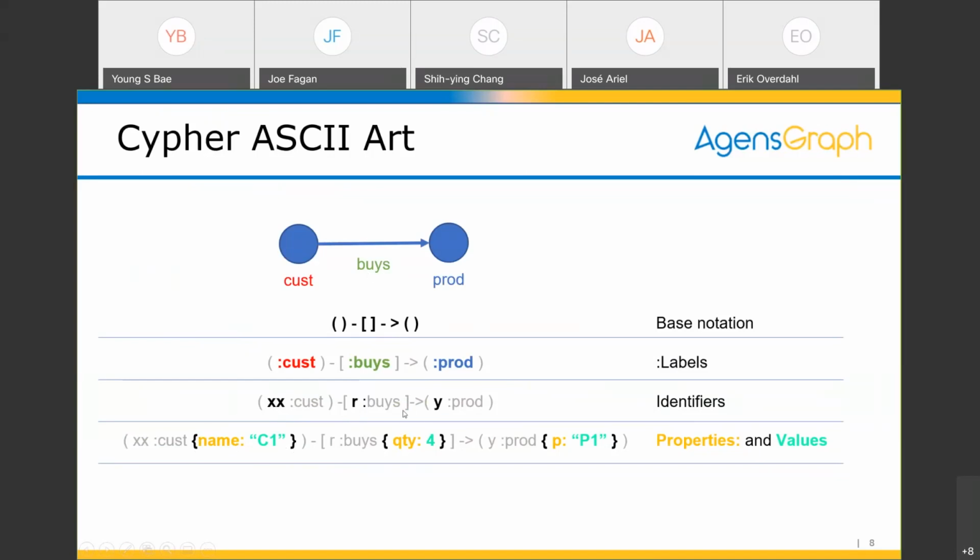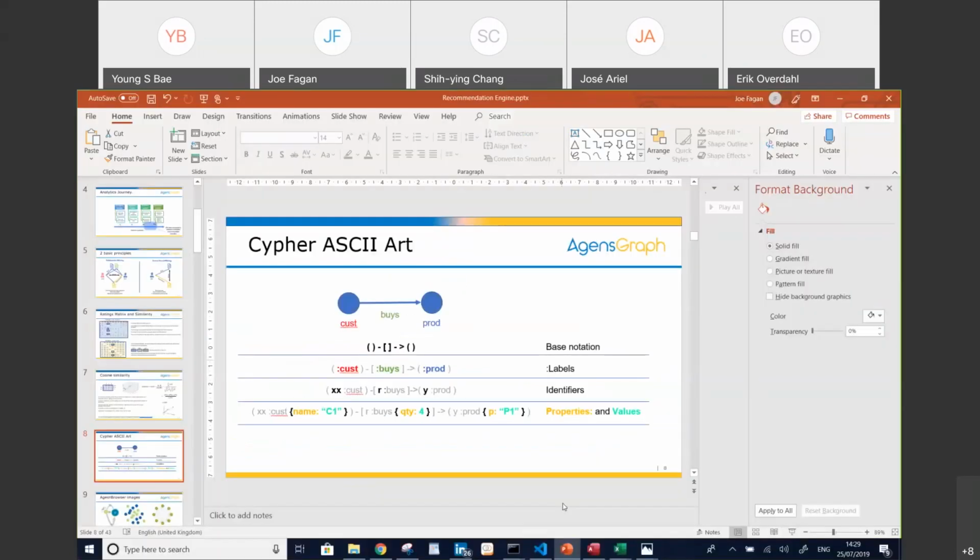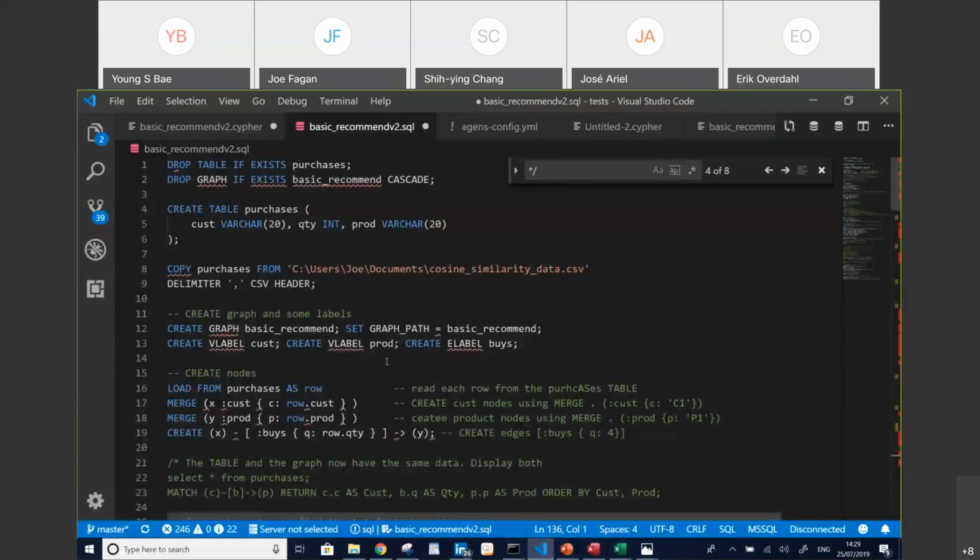So in summary, if you see a colon followed by a string, you're looking at a label. If you're seeing a string followed by a colon, you're looking at a property. If it's inside brackets, it's a value. If it doesn't have any strings or colons or it isn't inside a bracket, it's an identifier. So that's the lingo of Cypher, and after a couple of hours of practice, you become quite proficient in Cypher. I'm kind of new to Cypher, and I managed to put this together.